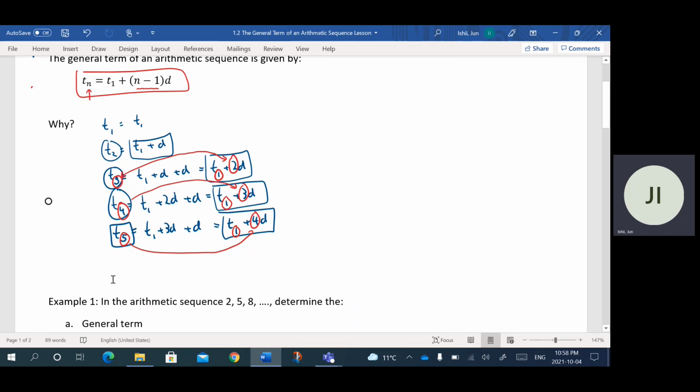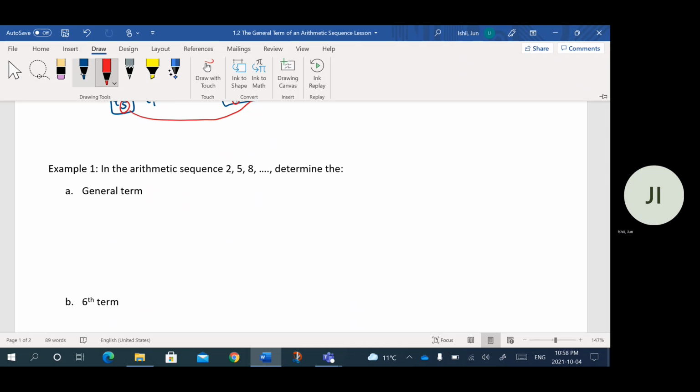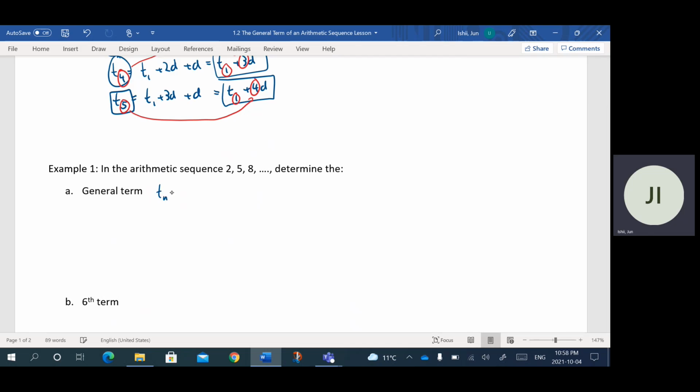Let's apply that to an example. In the arithmetic sequence 2, 5, 8, and so on, determine the general term. Let me write that formula again so I don't have to scroll back and forth. This is the formula. You don't have to memorize this; I will give it to you on the test.